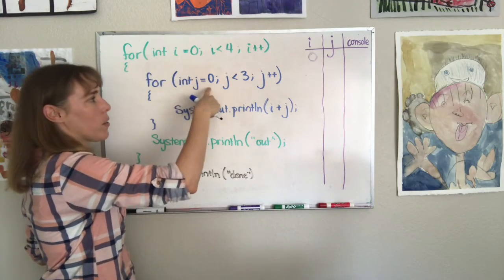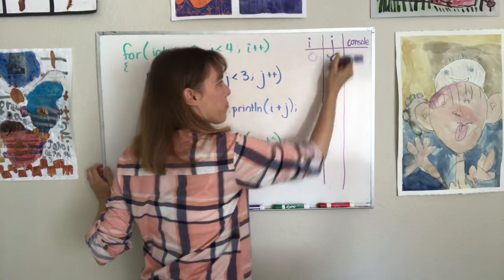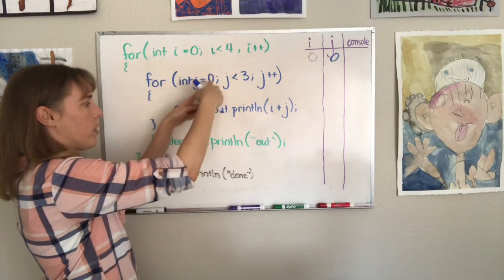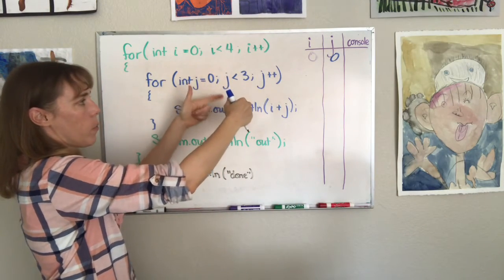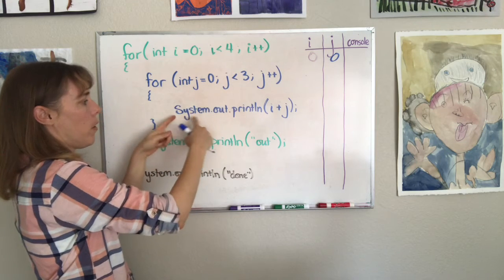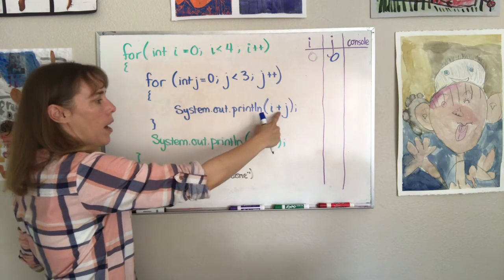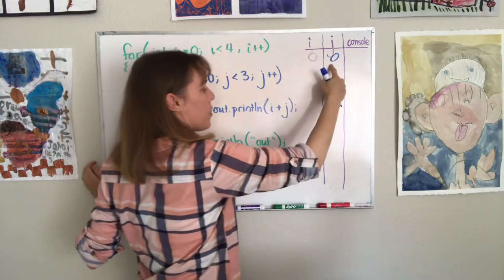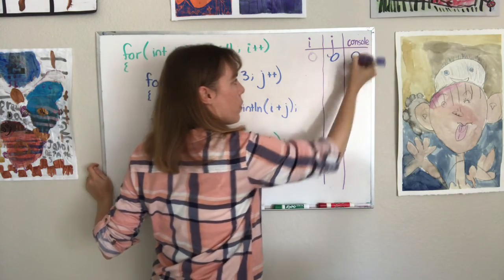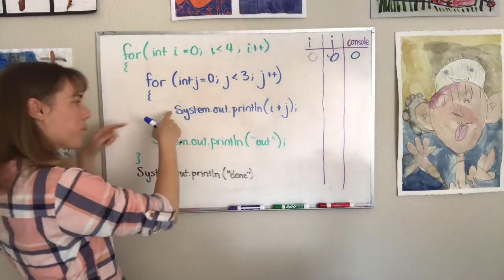All right. I gets set to be 0. J gets set to be 0. And when we go in here, this is going to run for 0, 1, and 2. It won't run for 3. All right. We're going to print out i plus j. So i plus j is 0.